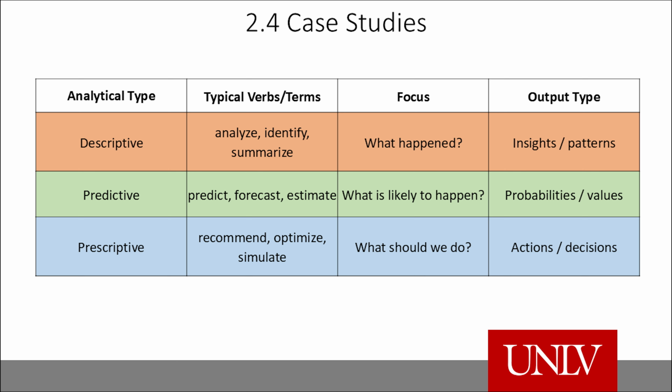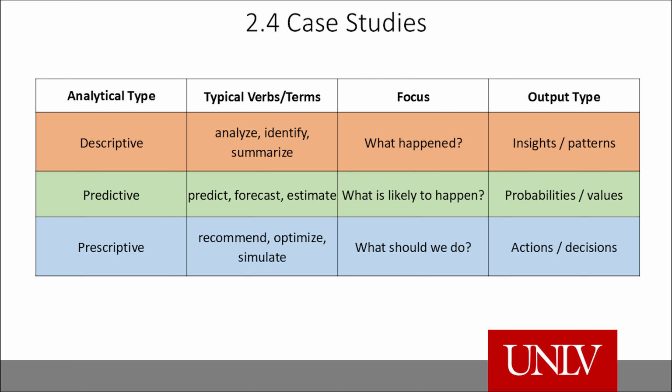Now, if your goal uses words like predict, forecast, or estimate, that's a sign of predictive analytics. This type answers what is likely to happen in the future. The example could be forecast next quarter's sales using past trends. You're using a model to look ahead. That's predictive.